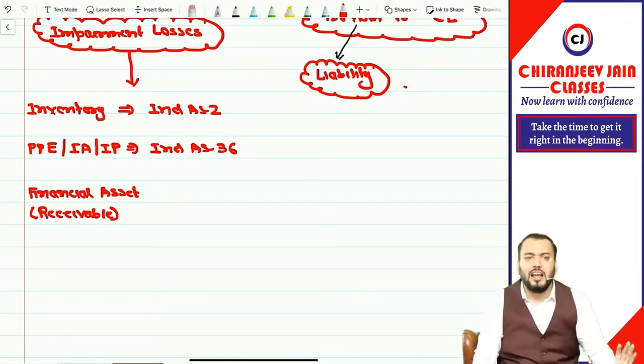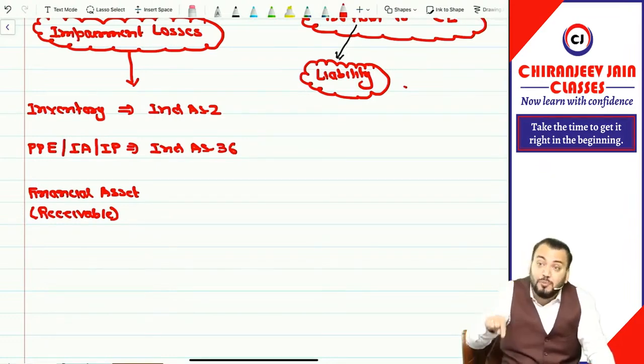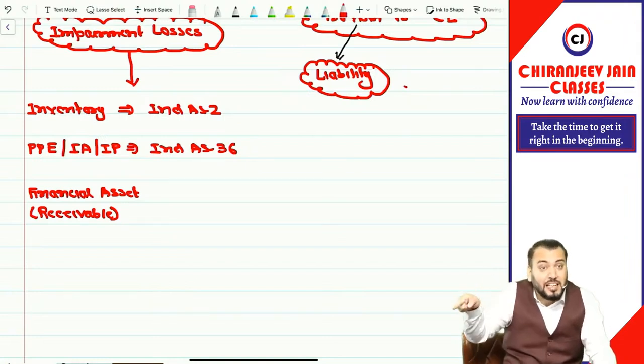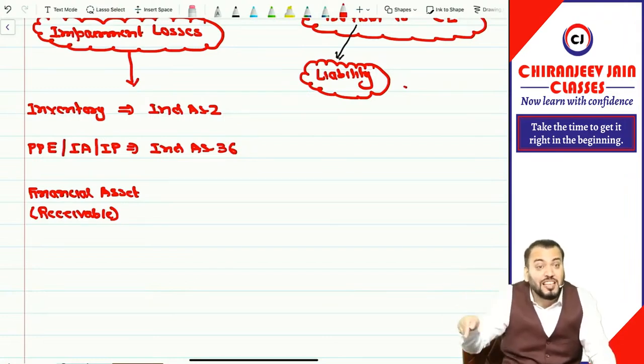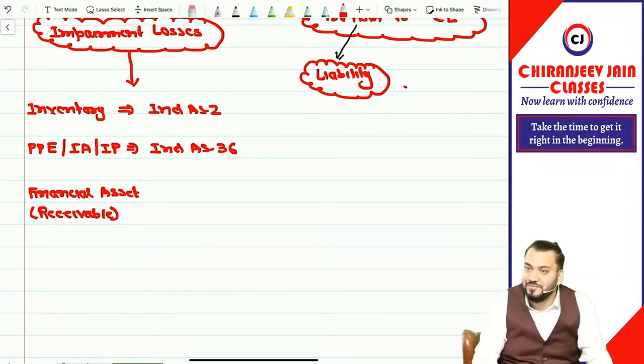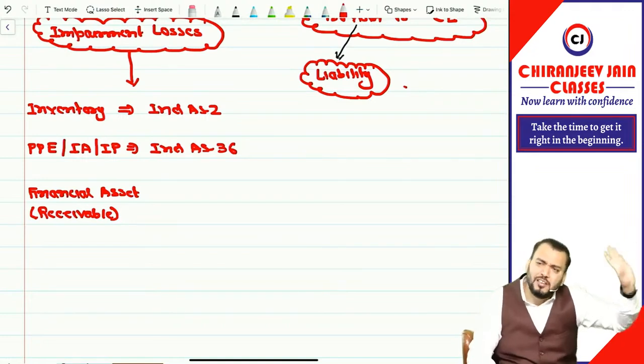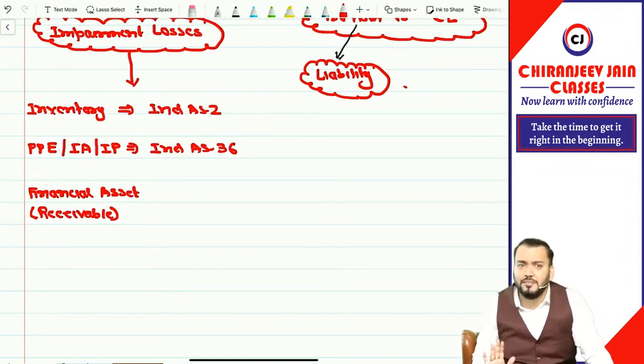Up to CA Inter it was fine, but from now onward we'll never call it provision for doubtful debt, because it is not a provision. When I say provision, it means Ind AS 37, and Ind AS 37 says provisions are liabilities. AS 29 also says provisions are liabilities only. But leave whatever you have done in CA Inter. You passed, now leave it. Now let us come to CA Final.